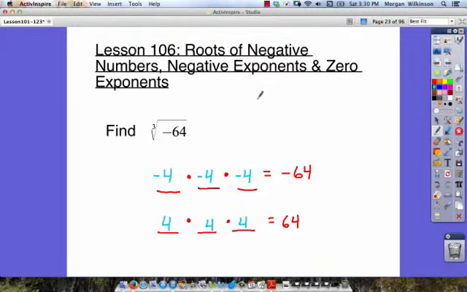If we looked at that more closely, negative 4 times negative 4 is equal to positive 16, and positive 16 times negative 4, the opposite of a positive, that must be a negative, that's equal to negative 64. We've got our answer correct. The way we write our answer is just by saying the third root of negative 64 is equal to negative 4. Note, this is not a division problem.